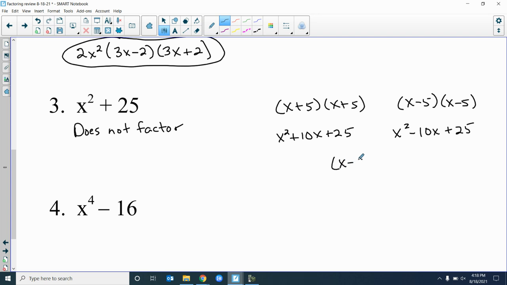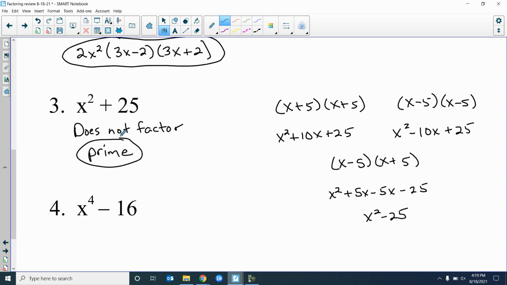And then every now and then I'll get x minus 5 times x plus 5. Well, if you do that, you do get x squared. You get plus 5x minus 5x. But negative 5 times positive 5 is minus 25, and so you get a minus instead of plus. You cannot multiply two binomials or two of anything together to get x squared plus 25. It does not factor, and sometimes if something doesn't factor, they'll put the word prime down. So you have to be careful of that.